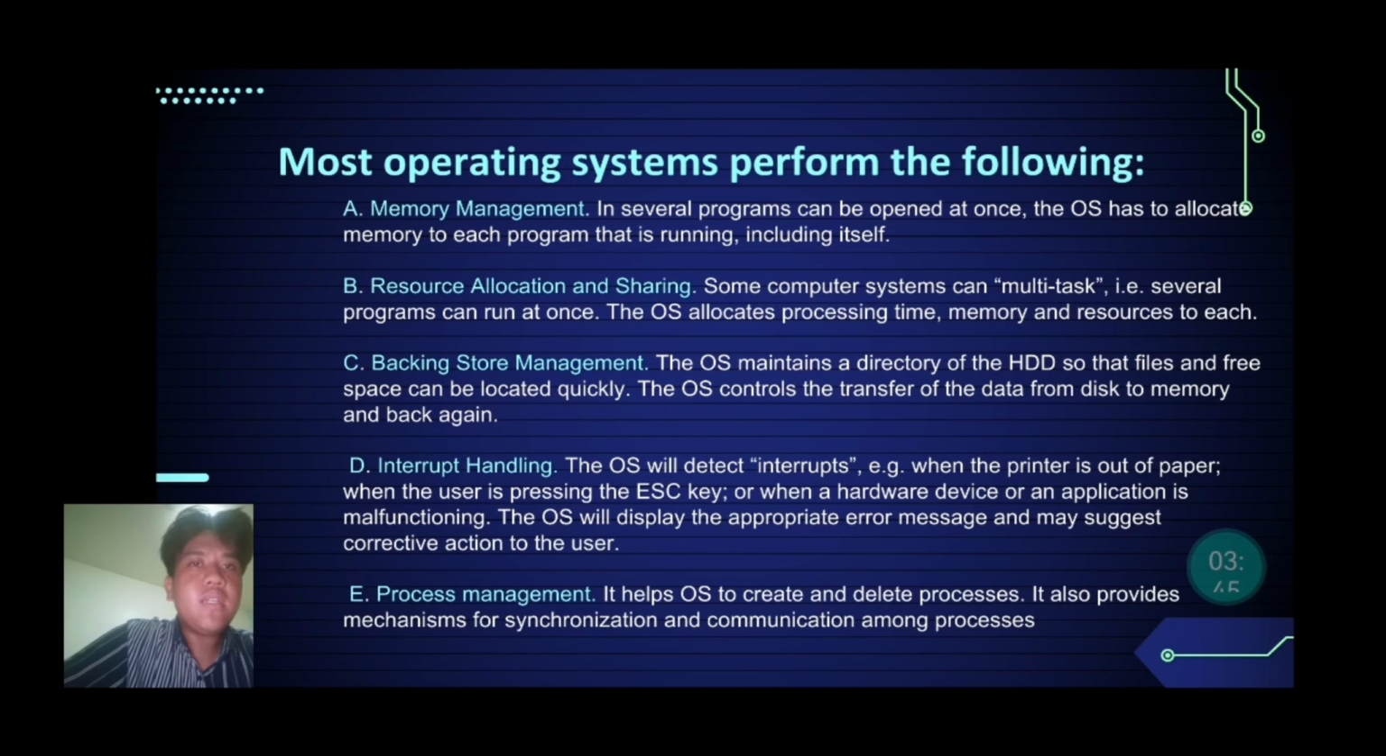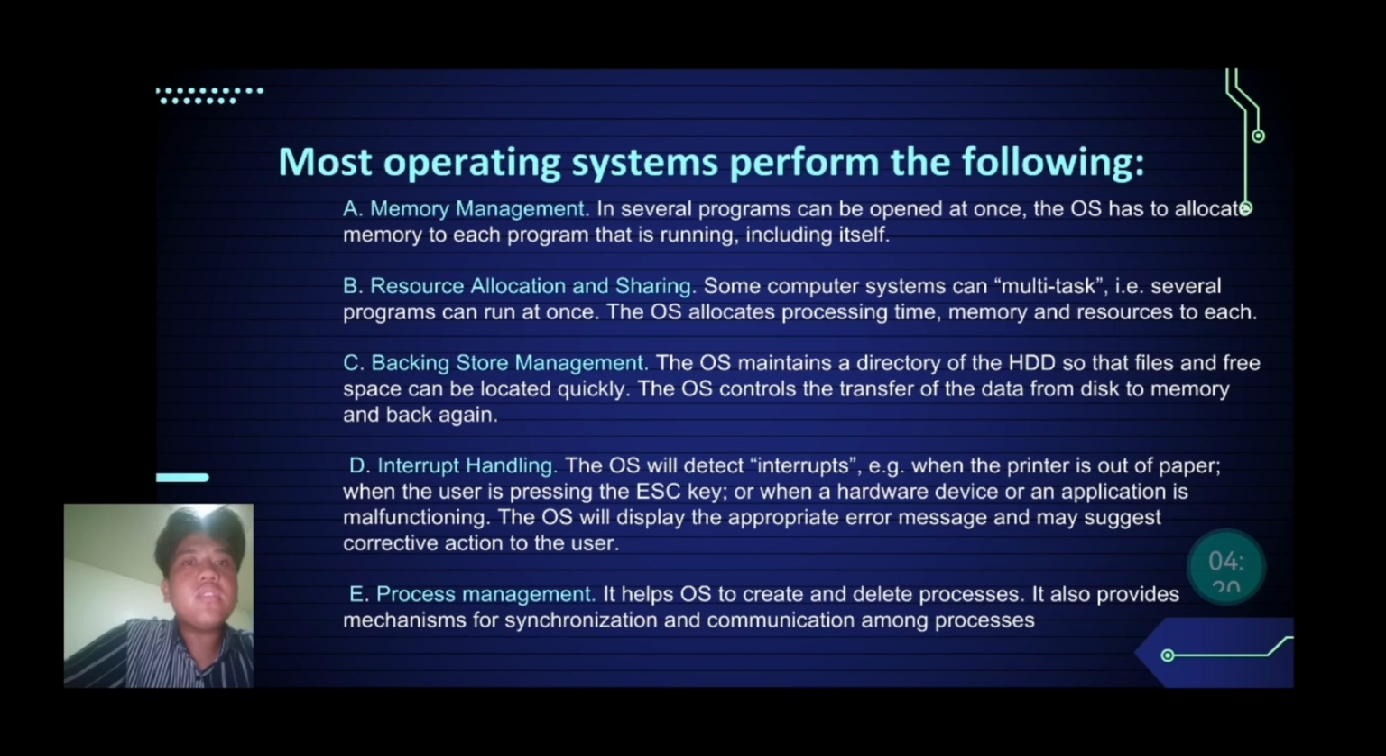Letter B, resource allocation and sharing. Ano nga ba ito? Some computer systems can multitask, i.e. several programs can run at once. The OS allocates processing time, memory, and resources to each. Ibig sabihin nito ay resource sharing refers to the process of distributing and managing computer hardware and software resources among different tasks or users to ensure that multiple processes can run concurrently, utilizing available resources effectively and avoiding conflicts.